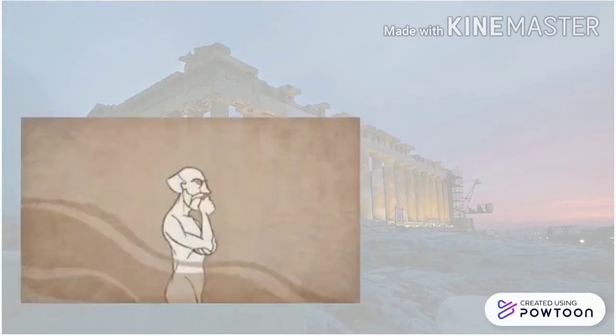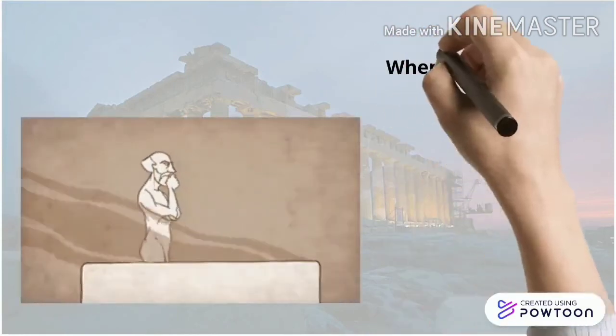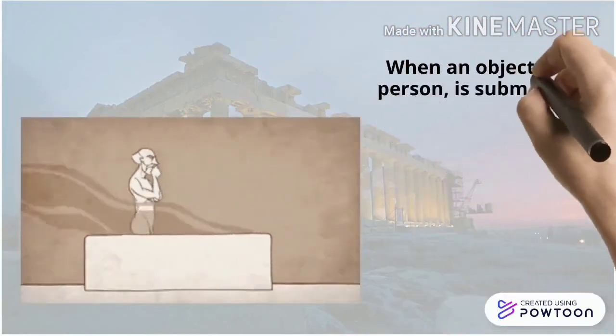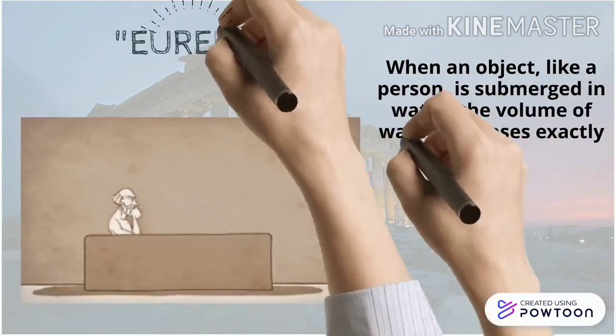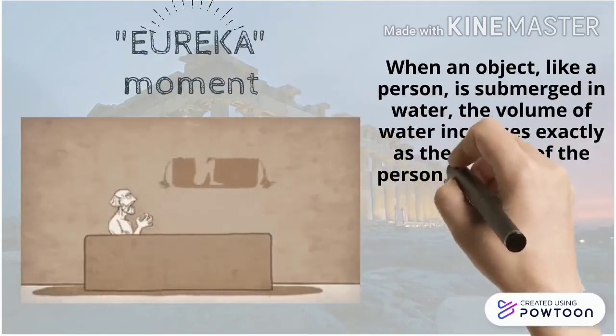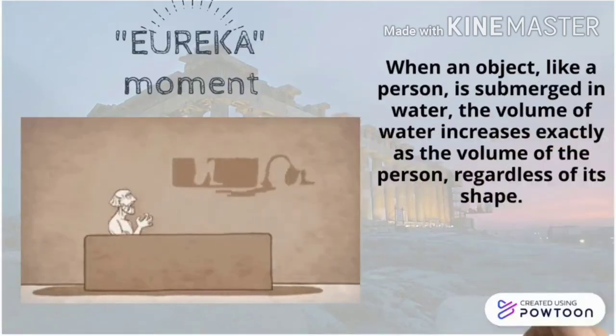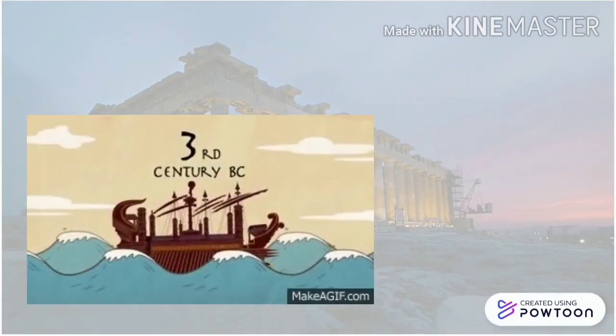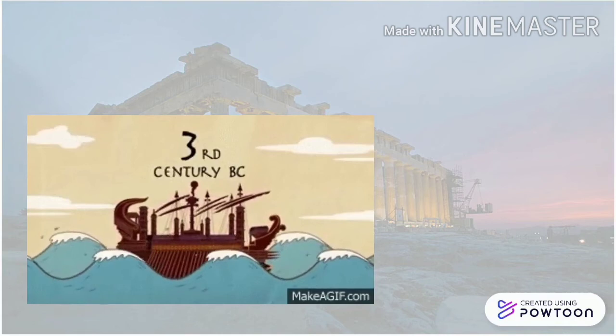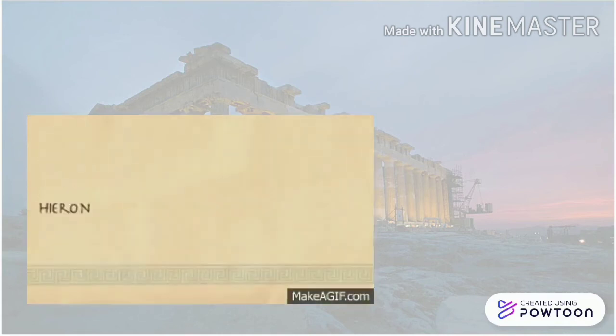So, apart from buoyancy, Archimedes was also the first to understand that when an object, like a person, is submerged in water, the volume of water increases exactly as the volume of the person, regardless of its shape. This concept was discovered by Archimedes during his Eureka moment in the 3rd century BC, when he was working on a project by King Hieron of ancient Greece.